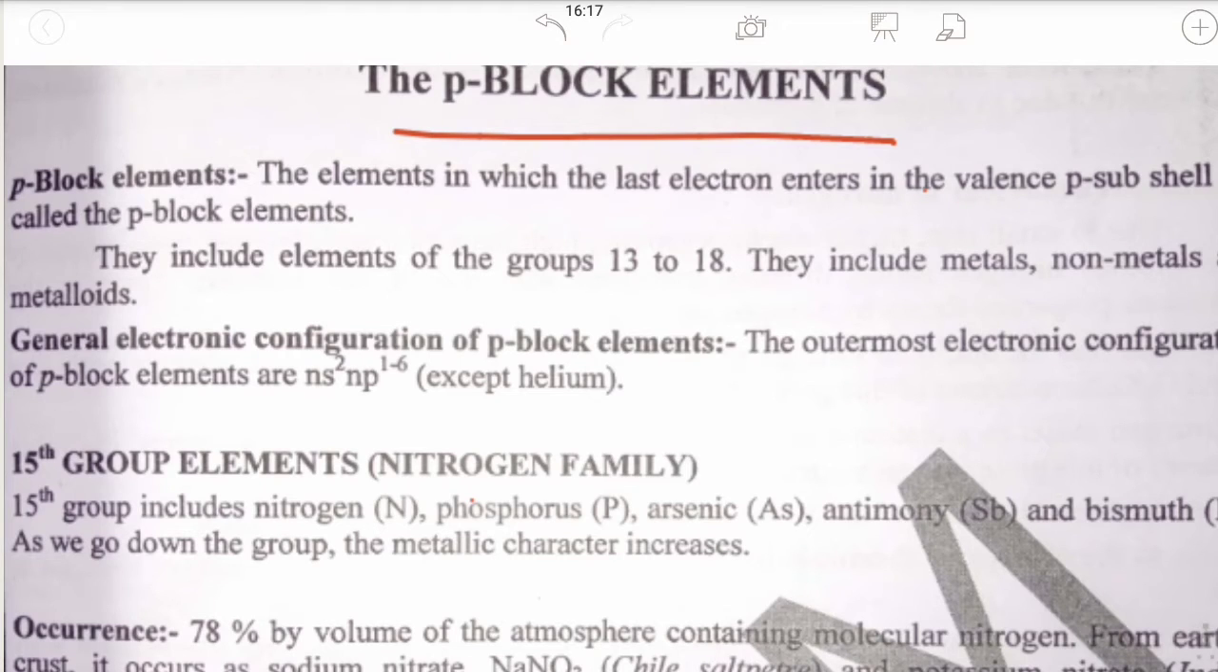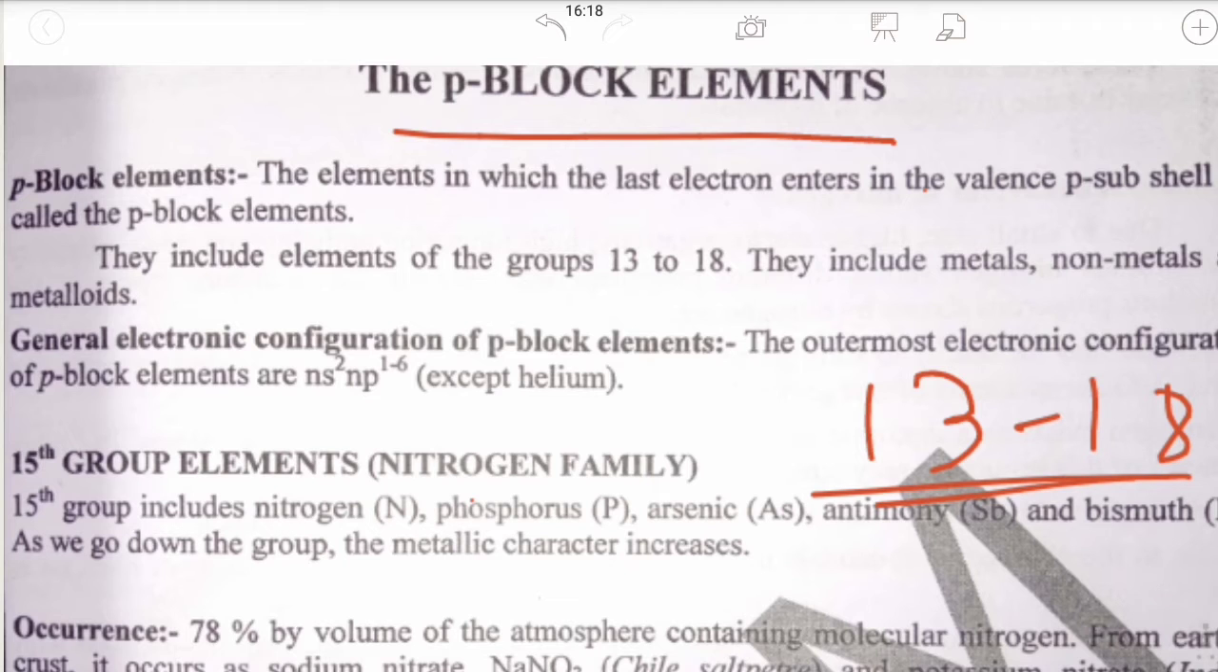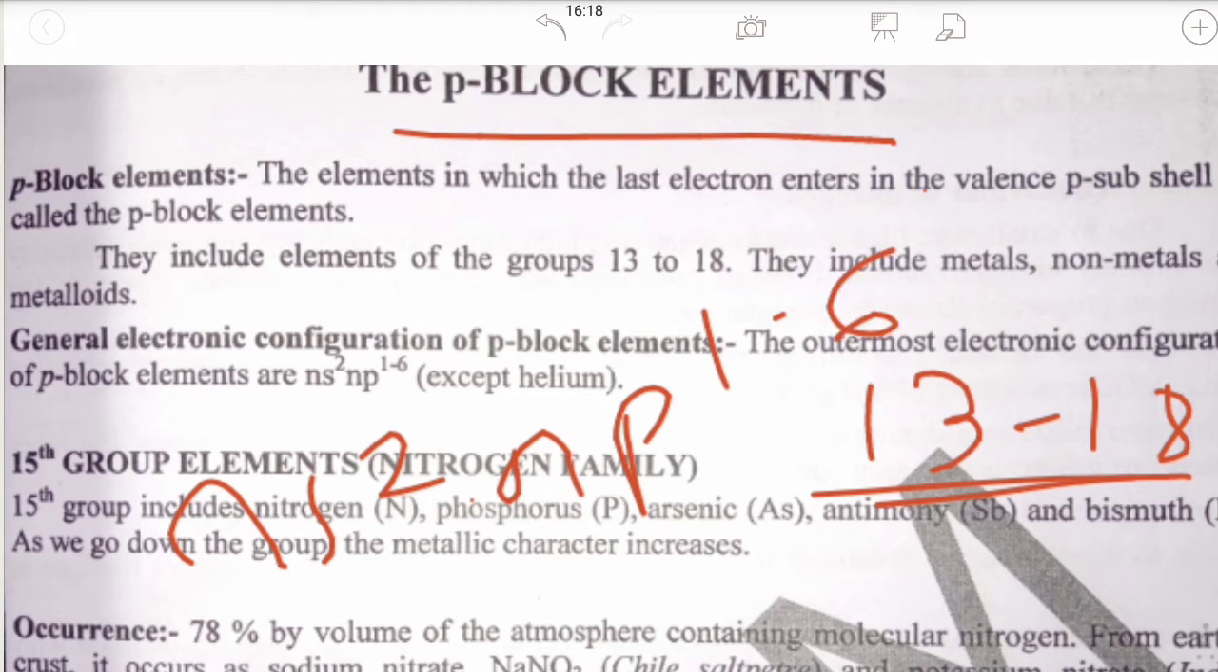P block elements. In class 11th, we have already learned the p block elements, and we also know that they are placed in groups 13 to 18 of the periodic table. Their valence shell electronic configuration is ns2 np1 to 6. These are all basics that we have learnt in the 11th class.